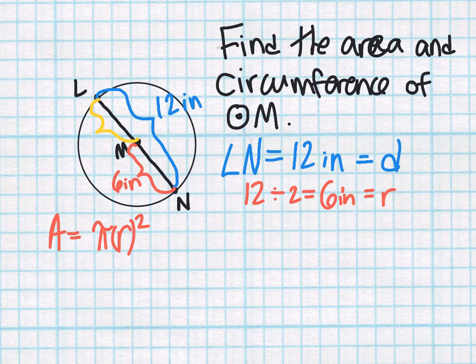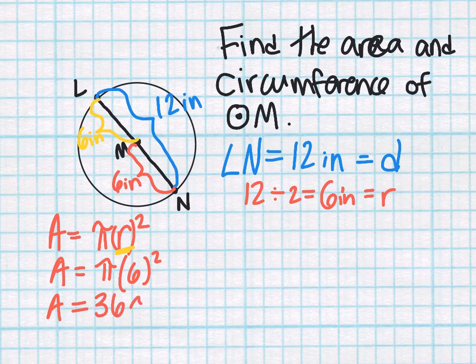Go ahead and mark that information on my diagram. Now let's plug this information in for my r. So area is equal to pi times 6 squared. So my area for circle M is 6 squared is 36, 36 pi. And then my units are inches, and this one was squared, so inches squared. There we go. Let's do circumference next.